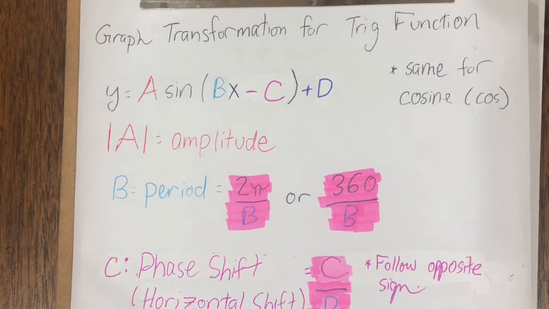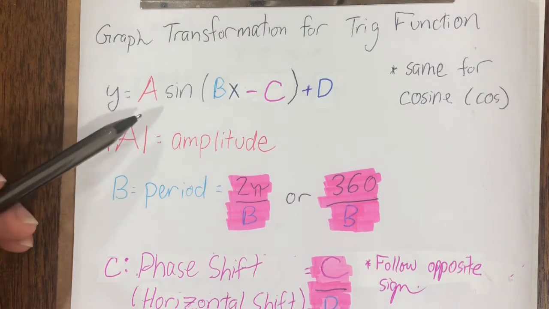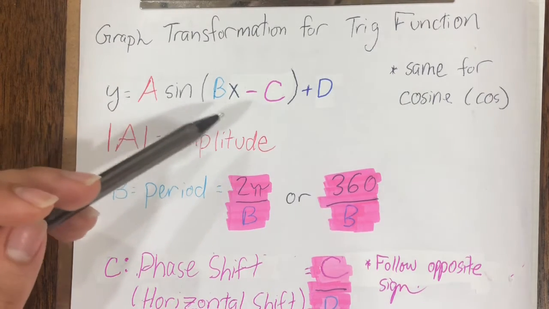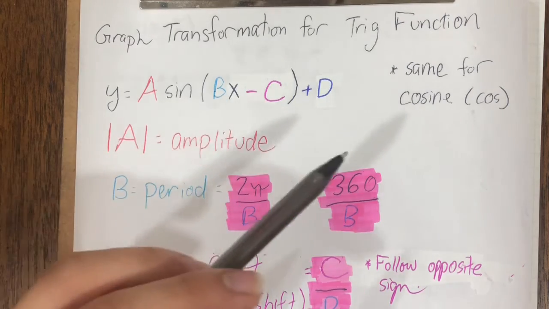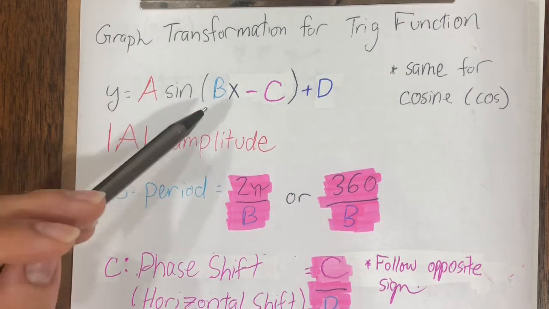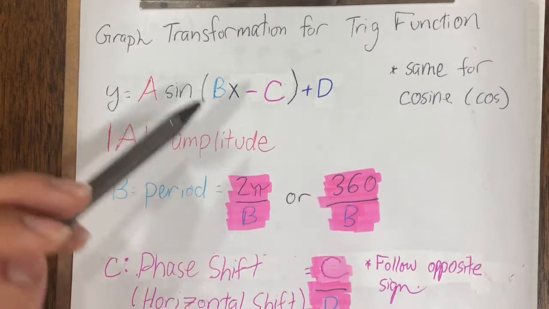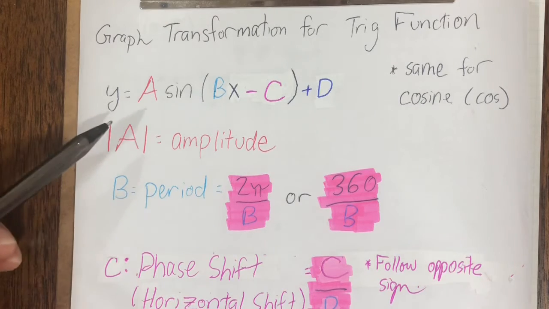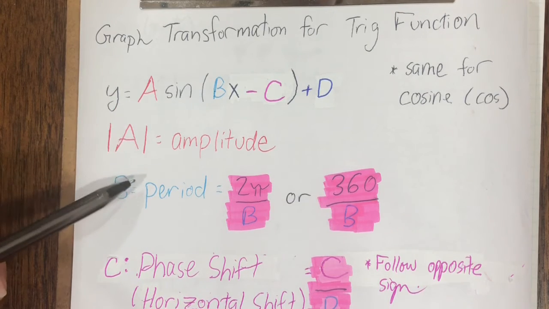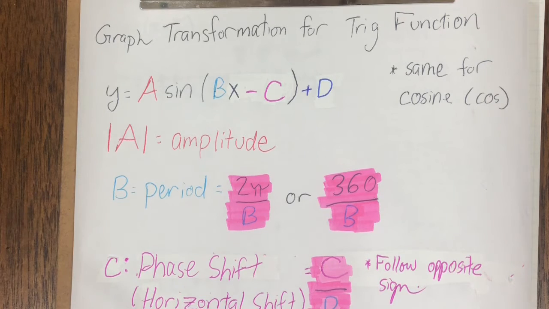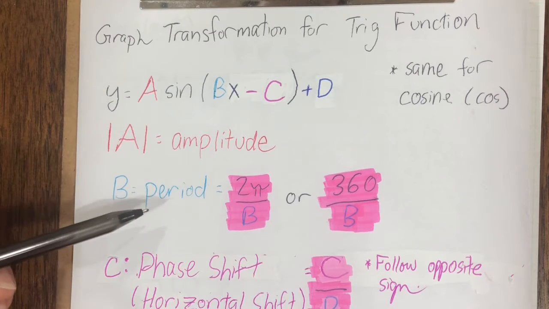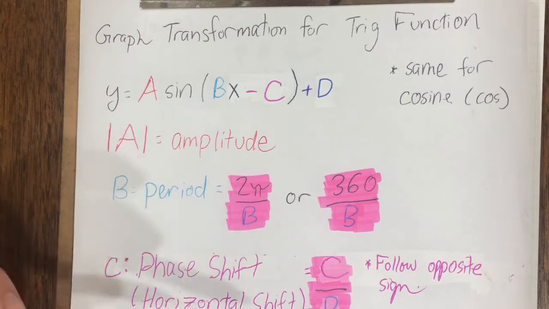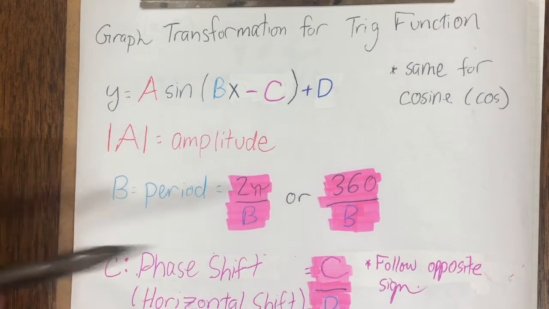All right? So we have this function: y equals a times sine of bx minus c, plus d. We're already familiar with a and b, but now we have c and d as the new addition to the graph transformations. The absolute value of a is the amplitude, which is the height of the graph. B gives the period, and to figure out the period of a graph, we take 2 pi or 360 and divide one of those two by b.